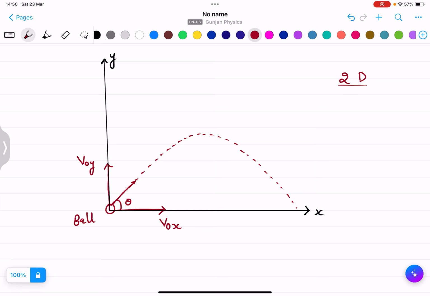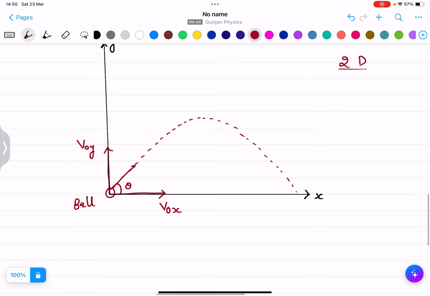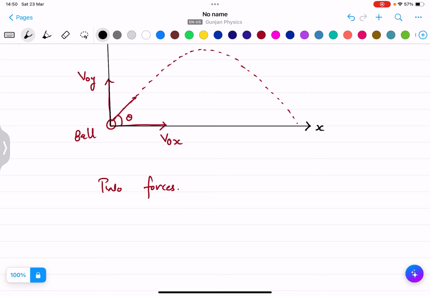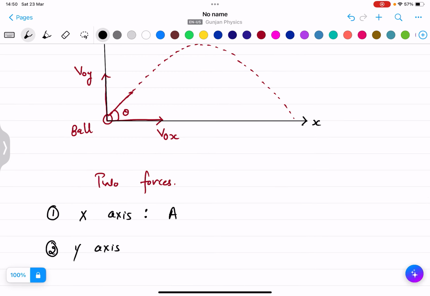Okay, now please understand, this concept is very important. If I am kicking a ball and it is going in a horizontal and a vertical direction, that means on a ball there are basically two forces. The first force is along x-axis and the second force is along y-axis. So along x-axis we say it is an air friction force, right? And along y-axis, we say it is a gravitational force.